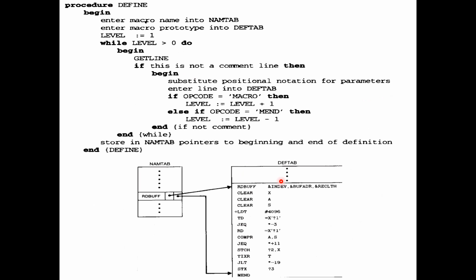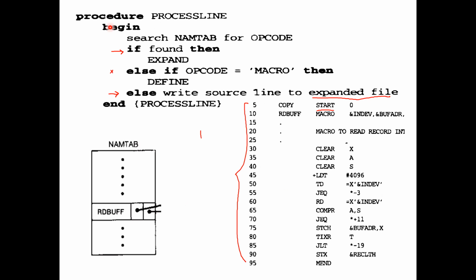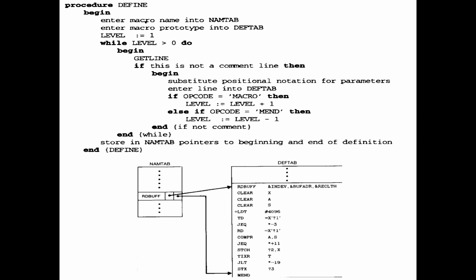In define, what do we do? We create the definition table and we create the name table. So let us see what happens. So we have taken the statement. What is the statement? This is a statement, rdbuff macro, and you have 3 parameters. Okay, just keep in mind the third one got erased. You actually have 3 parameters. So the first statement that happens in define is enter the macro name into name tab. So the name of the macro is rdbuff. Enter that into name tab.